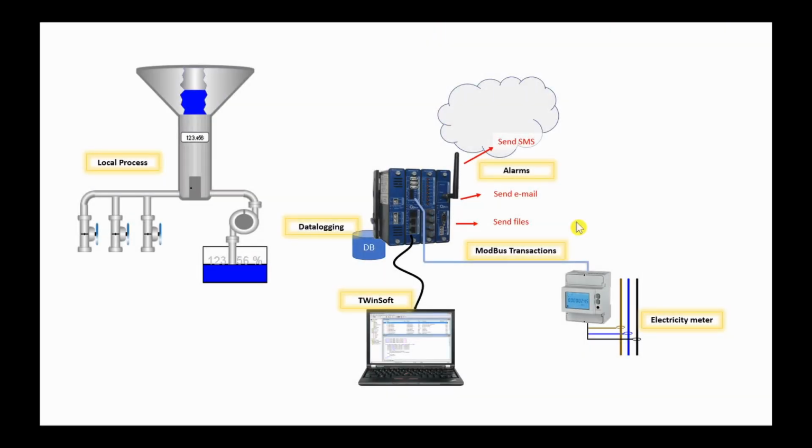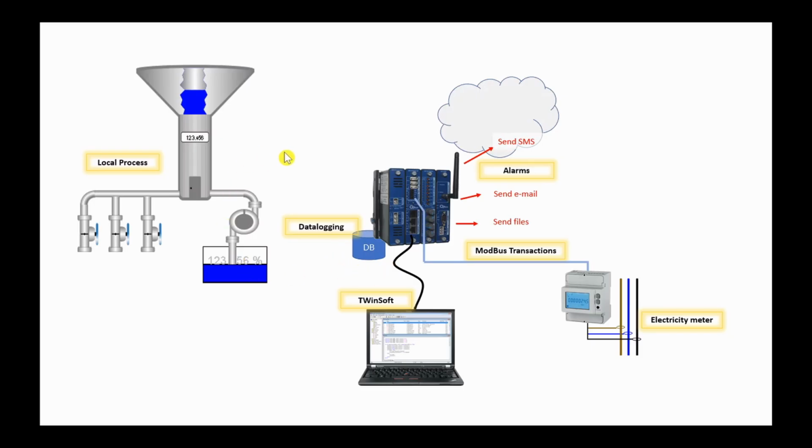In this video, we will see the report that TBox can generate. The reports are required when you send files by FTP, or you can also send those files by email. Those reports can contain online values of your process. It can also contain data logging of TBox.